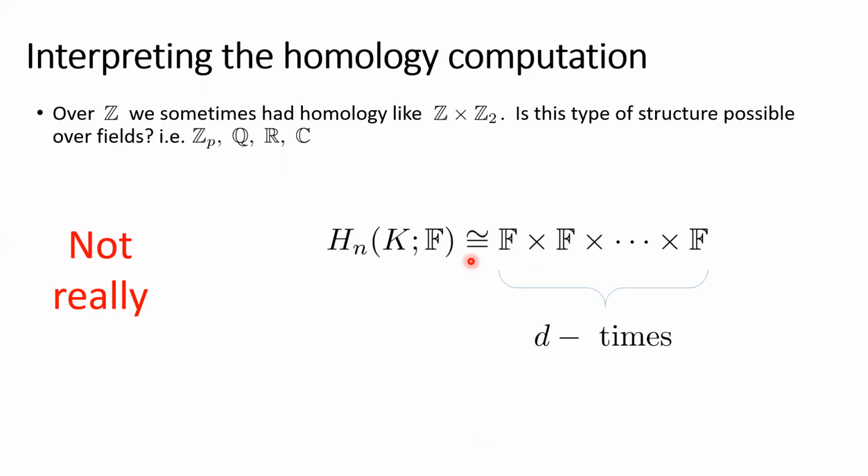When you compute homology of a simplicial complex and you do it over a field, what you get in the end is a vector space. So what does that mean? It means that this is essentially going to be the same as some sort of product of the field with itself some d times, and d is the dimension of this vector space, right? Everything we're doing is finite. Our simplicial complex is finite. So this is going to be a vector space of finite dimension, say dimension d. And as a vector space, it's going to be isomorphic to F cross F cross F cross F cross F, d times. And that's it.